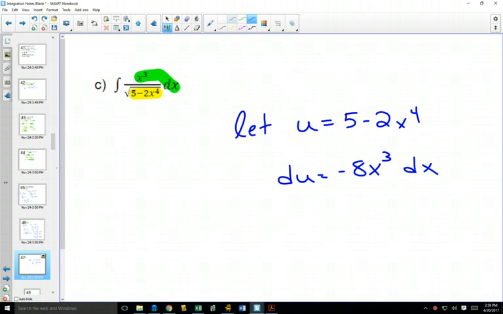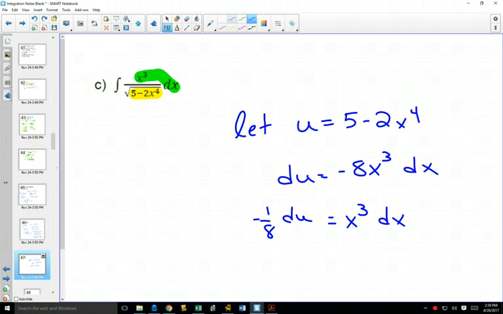How do we deal with that? How could I just get x cubed dx? I'd have to divide. I can either write it as divided by negative 8, or I can write a negative 1/8 in front. Now I have everything set up for substitution.